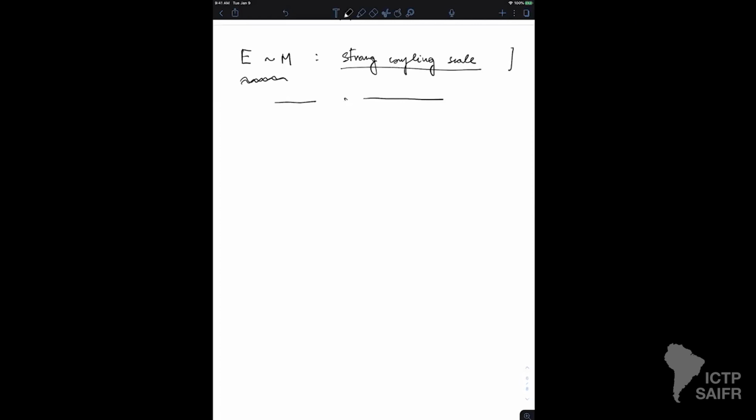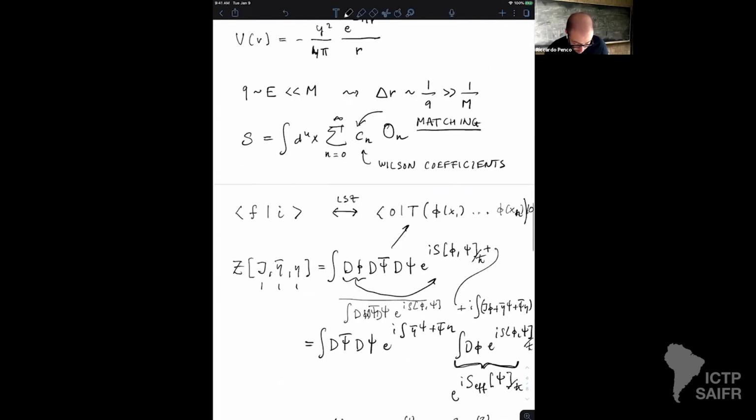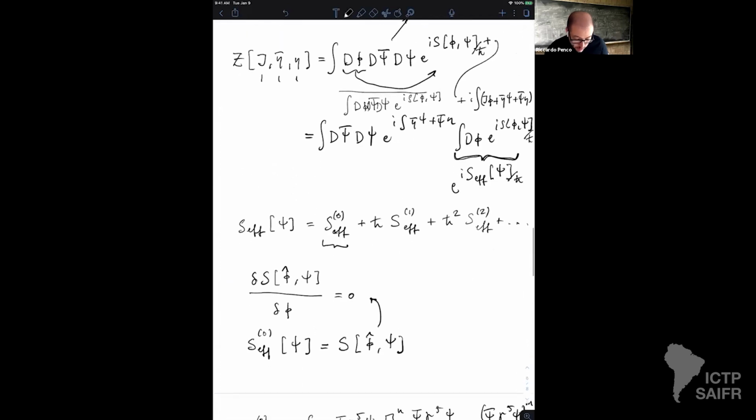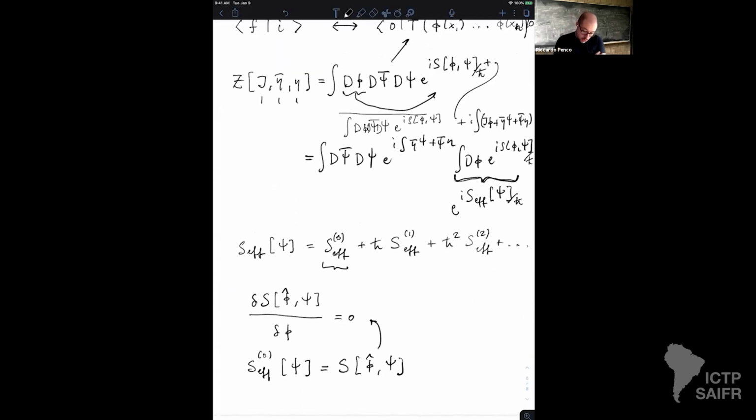And we have a last question, which is the following. So why was the effective action expanded in powers of h bar? Very good. So I started with an expansion in powers of h bar because in practice, like I said, the matching procedure, when you can do it perturbatively, is carried out by matching diagrams in the full theory and the effective theory.